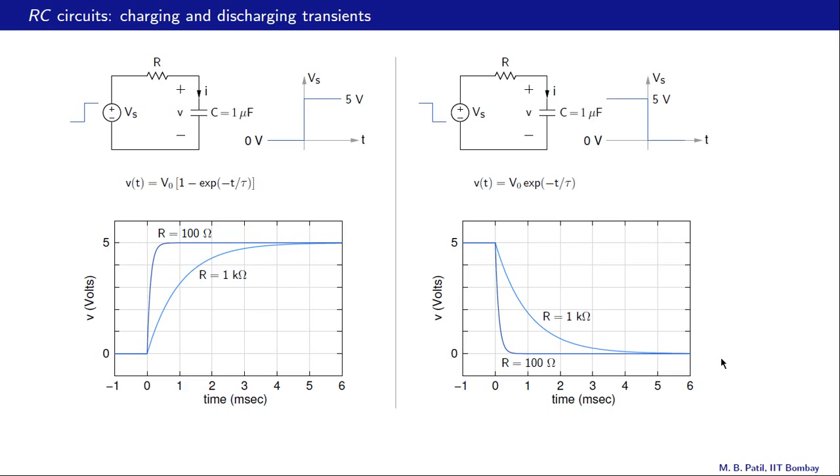For R equal to 100 ohms, the time constant is 0.1 millisecond, and in 5 tau, that is in 0.5 milliseconds, we reach steady state here and the capacitor voltage becomes constant.